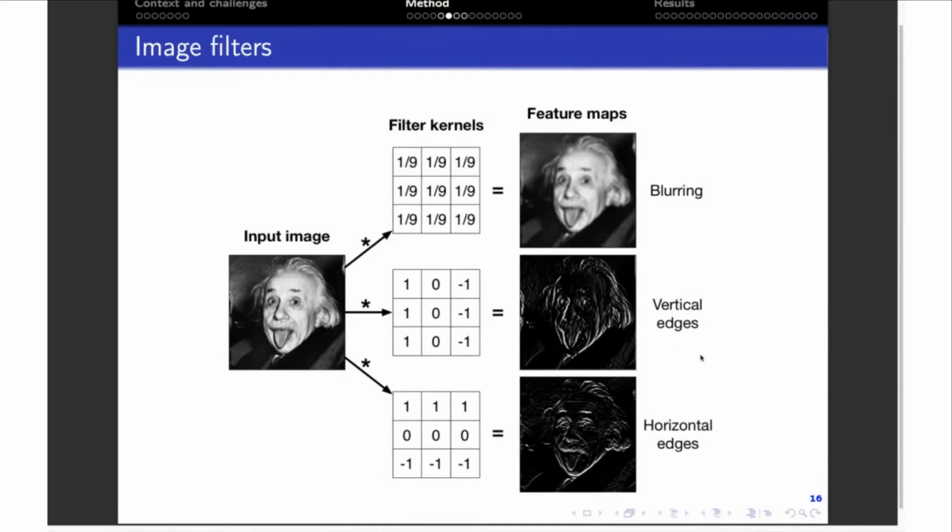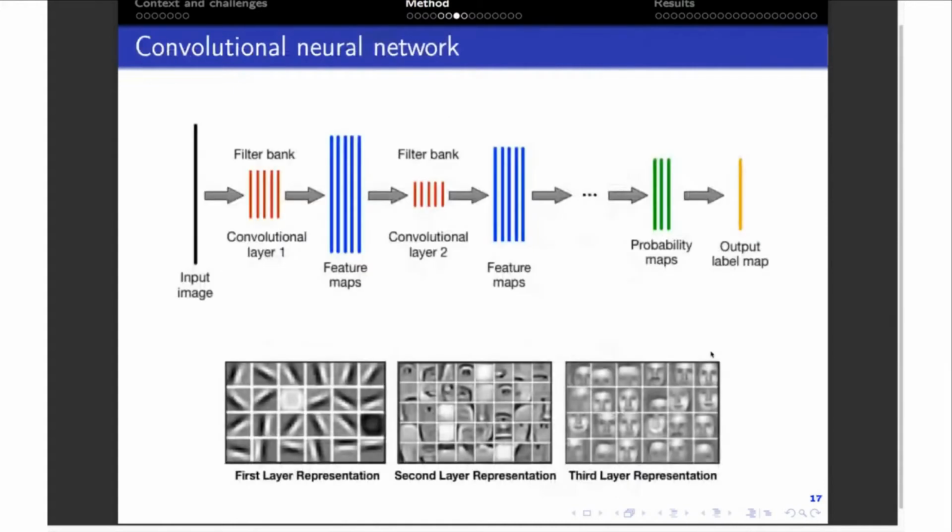Now that we have defined what an image filter is, let's define what a convolutional neural network is. So it's a neural network adapted to image data. A CNN is composed of several so-called convolutional layers. These layers can be seen as filter banks, where each bank can contain several hundreds of filters.